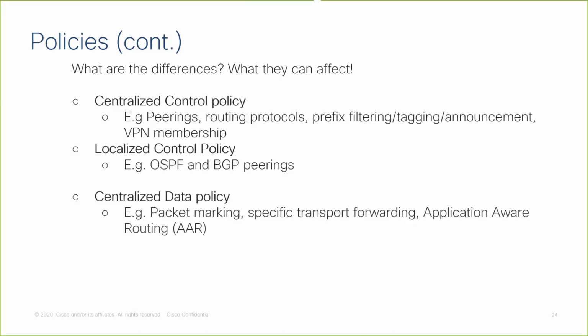Whenever we talk about a centralized policy, then we talk about packet marking, transport forwarding, or application-aware routing policies, in which I would check information in the packets and then make a forwarding decision based on that information. Is it the right application? Is it the right DSCP marking? Should I put another marking? Should I forward it through some special transport? Should I check if my SLAs are being met or not? But this is a centralized policy.